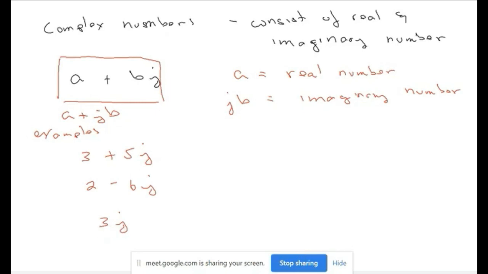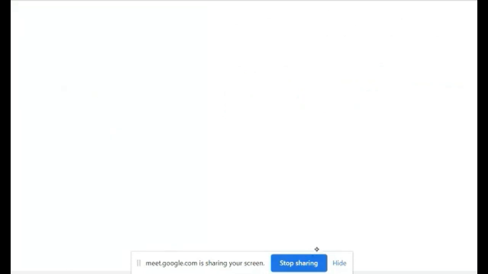Now, if you will be doing analysis in electrical and mechanical engineering, they normally involve complex numbers. So an understanding of complex numbers is important in engineering. You must know how to operate and work on complex numbers. So, let's start with addition.